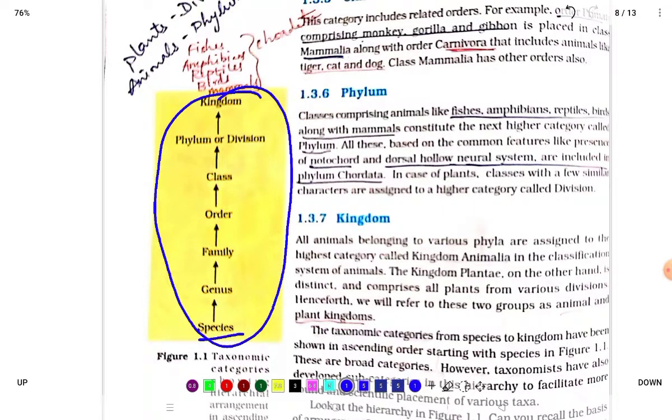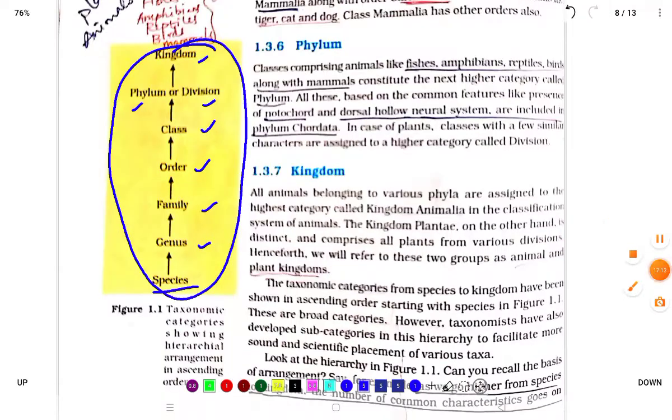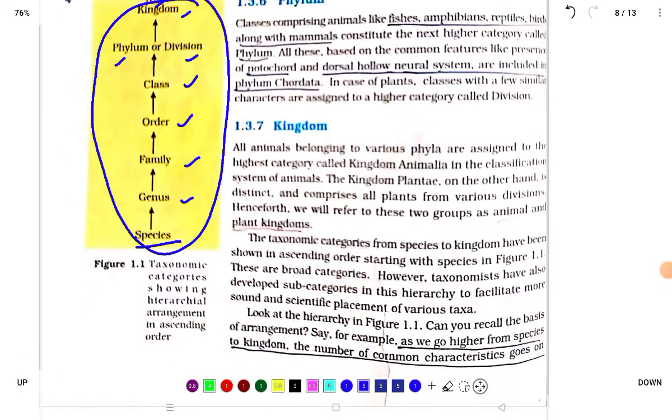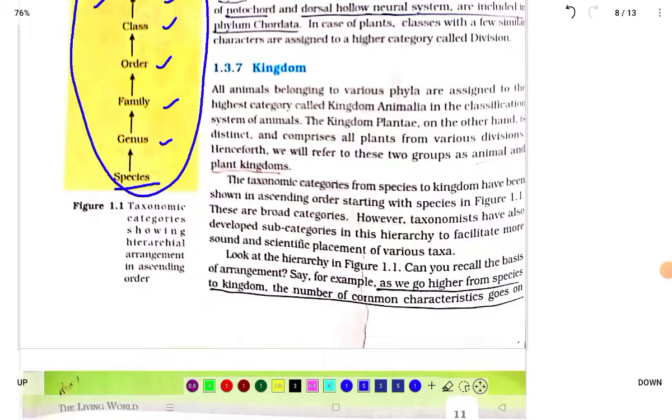First we see the species. It is the smallest taxon, and we move on to genus, family, order, class, phylum for animals and division for plants, and kingdom. This you have to memorize. After memorizing this, you can watch the video from here. That is, you can recall the basics of the arrangement.